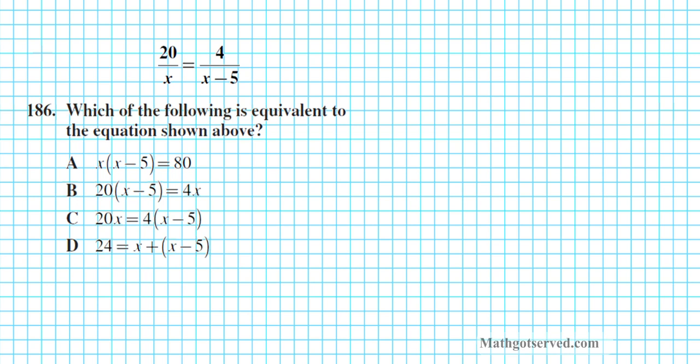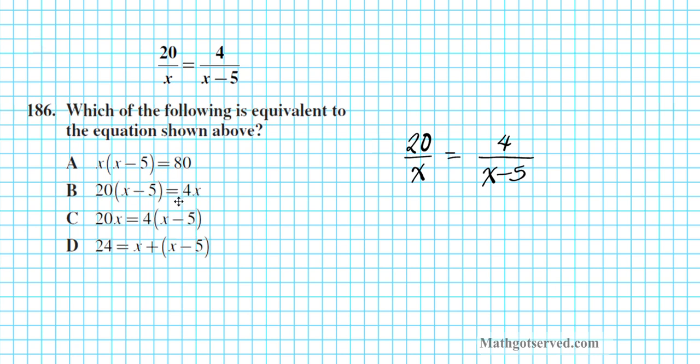All right, let's take a look at problem 186. Now, what kind of equation is this? This is a rational equation. When you have a variable in the denominator, you have a rational equation here.